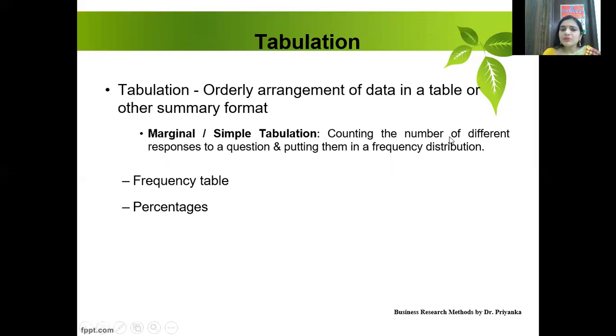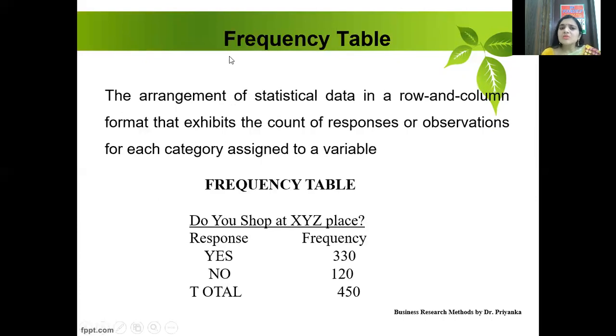Basically counting the number of different responses to a question and putting them in a frequency distribution is simple tabulation. And when you actually calculate the percentages also, we call it percent tabulation, right? So let us have a look at an example. The arrangement of statistical data in a row and column format that exhibits the count of responses or observations for each category assigned to a variable.